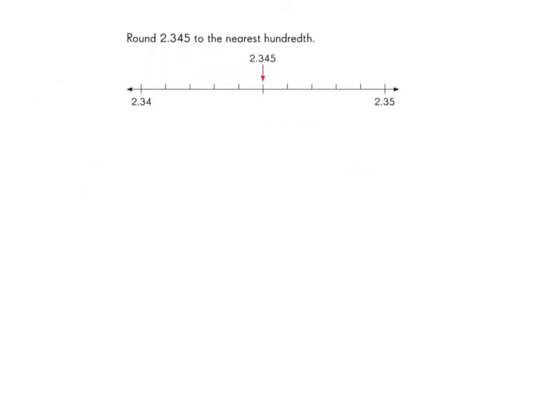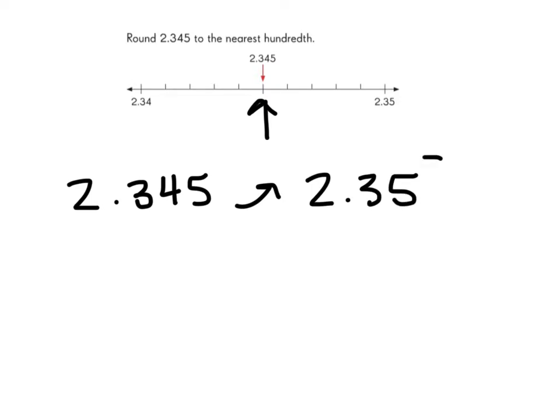Now let's round 2 and 345 thousandths to the nearest hundredth. We've drawn a number line here that shows that 2 and 345 thousandths is between 2 and 34 hundredths and 2 and 35 hundredths. And in fact, it is exactly halfway between. So when a number is halfway between, we round up. So 2 and 345 thousandths rounds up to 2 and 35 hundredths.